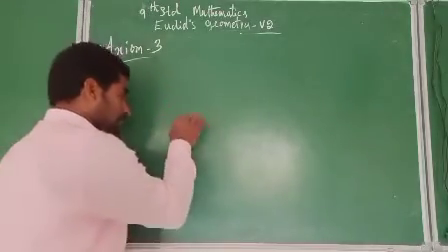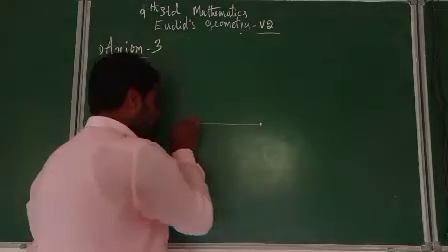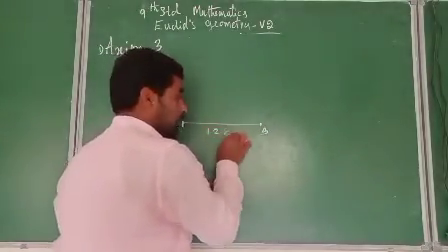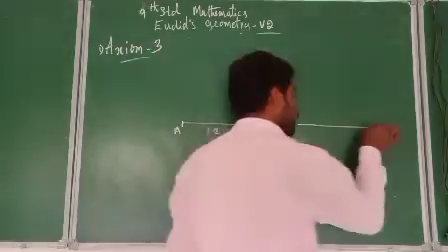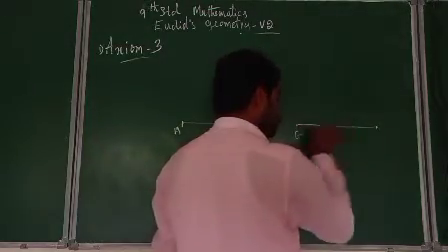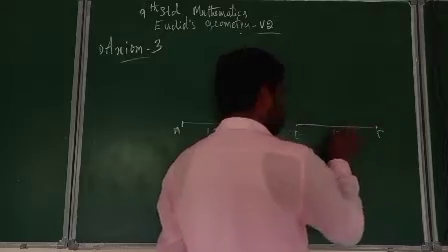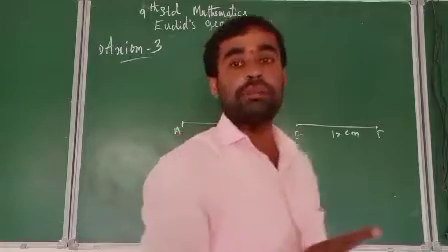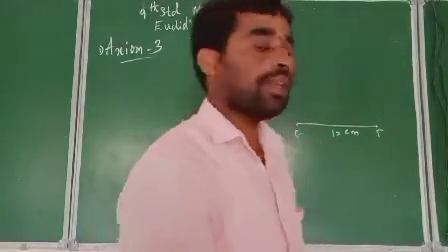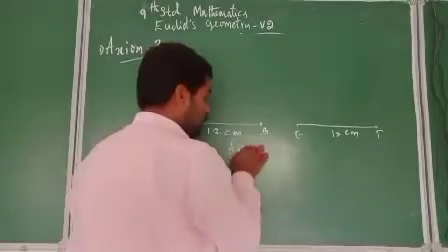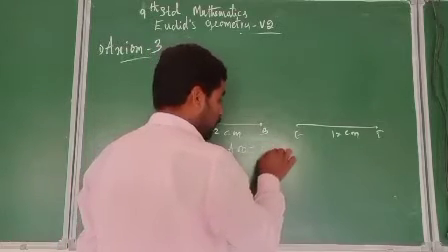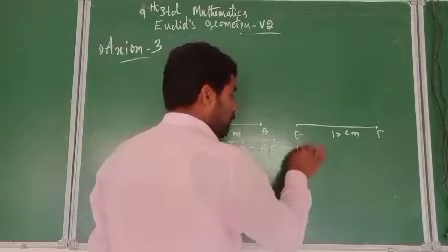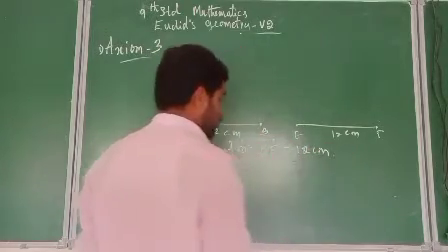Now I take a line segment AB, equal to 12 centimeter, and I will take another line segment EF, which is equal to 12 centimeter. So I have taken two equal things. They are equal in measurement. Line segment AB is equal to the line segment EF, which is equal to 12 centimeter.